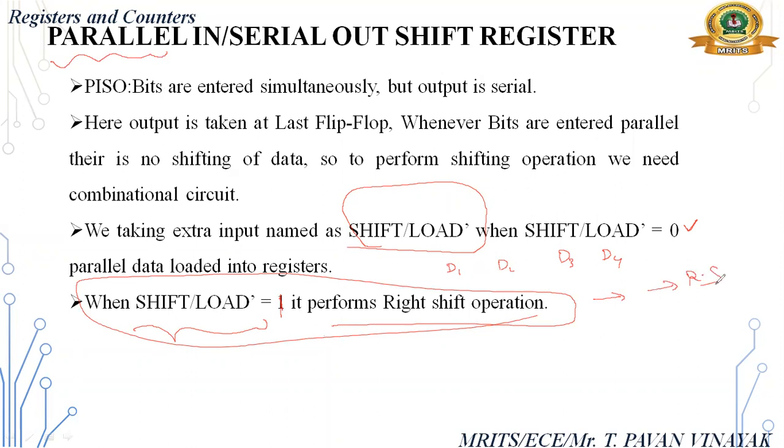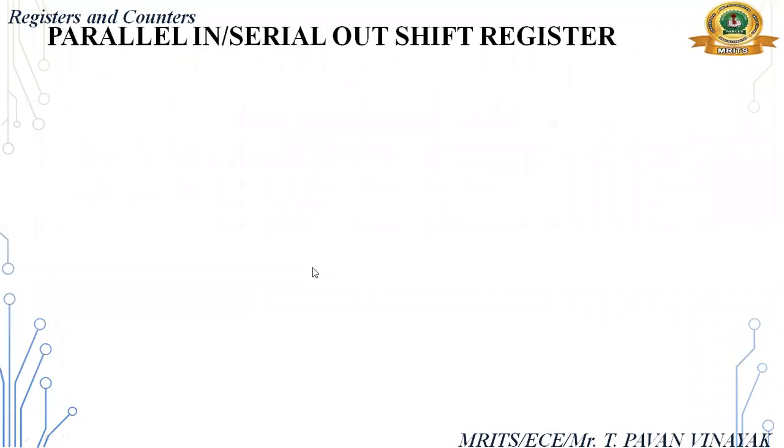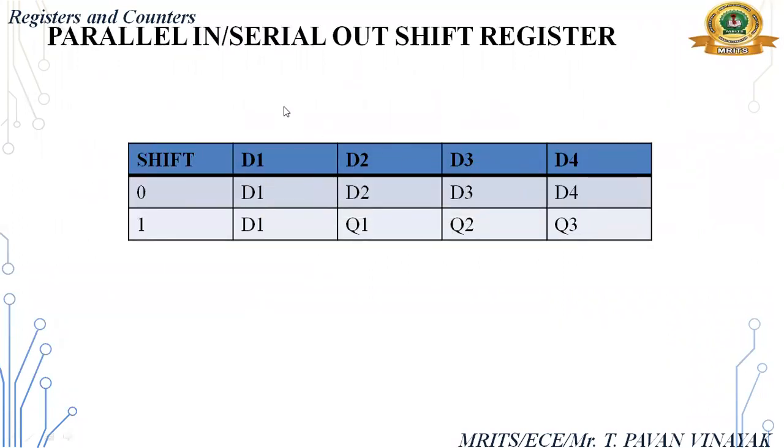So for 4 flip flops, we have to prepare an input output table. For each flip flop, you have to prepare a table. So for parallel inputs, we get D1, D2, D3, D4, because whenever shift is 0, parallel input. Shift is 1, right shift.